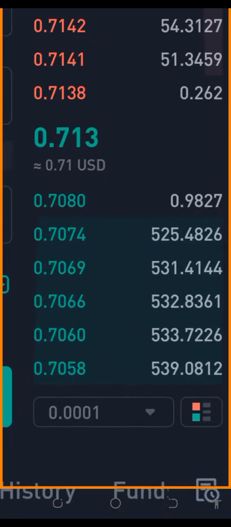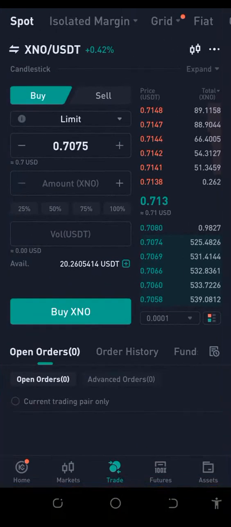It's going up again, but it still hasn't gotten to the amount of liquidity that we need.